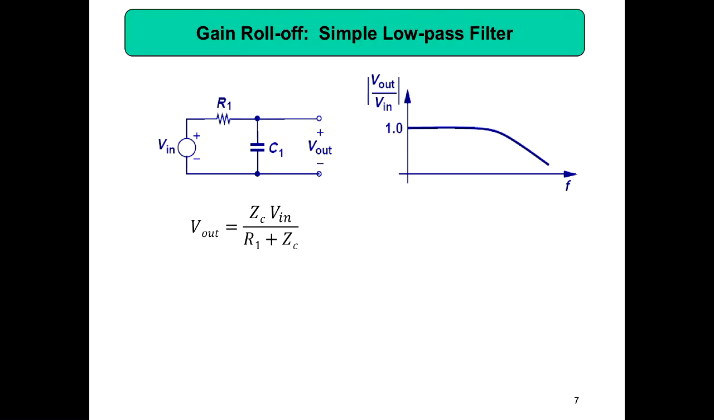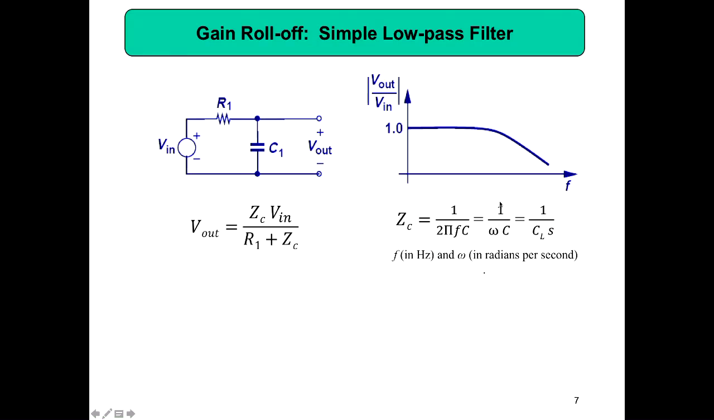So how do we write down V out when there is a capacitor? V out is determined by the impedance of this capacitor. Impedance is the equivalent of a resistor that is frequency dependent. Here the impedance of the capacitor comes in with R1, so V out equals the impedance of the capacitor times the input voltage, divided by R1 plus ZC. So what is ZC? ZC equals 1 by 2 pi F C, which you already know.